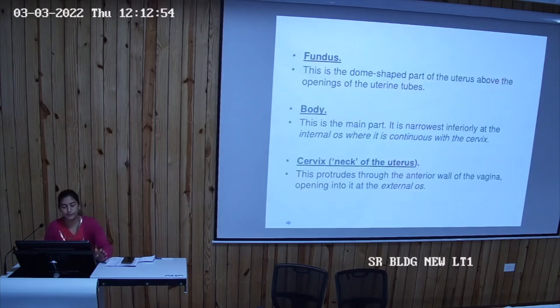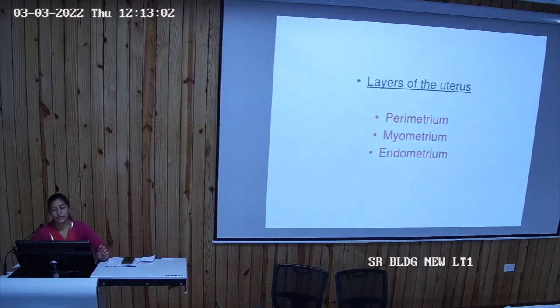Then the cervix protrudes through the anterior wall of the vagina, that means opening into the external os. Now coming to the layers of the uterus. The layers of the uterus are perimetrium, myometrium and endometrium.